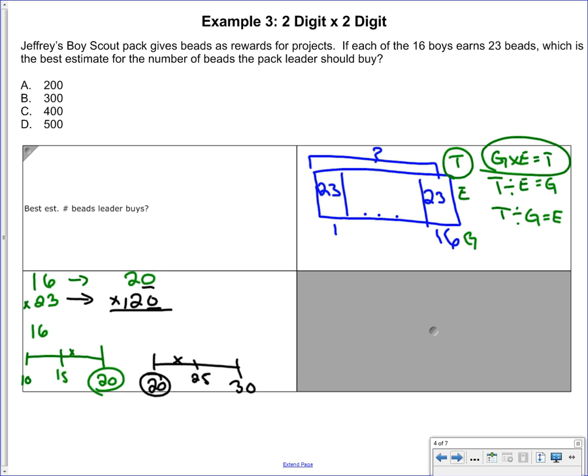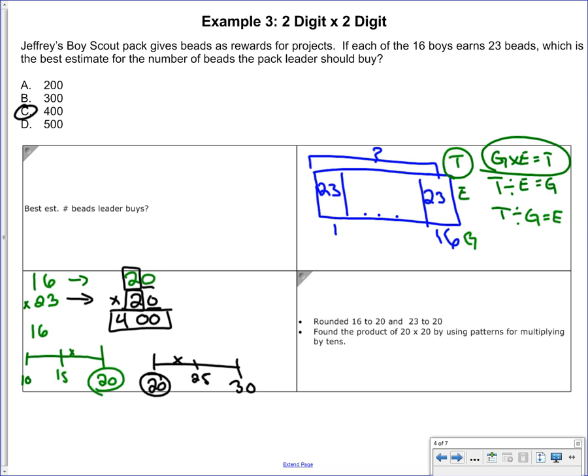Both end in a 0. So because they both end in a 0, I can use my tens and hundreds trick. 2 times 2 is 4. With 2 zeros, makes it 400. The answer is C. How do we solve it?